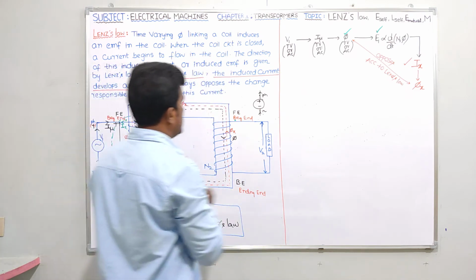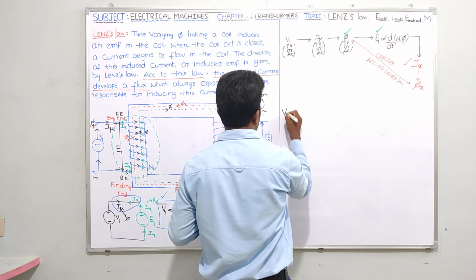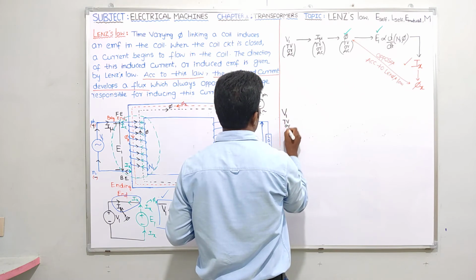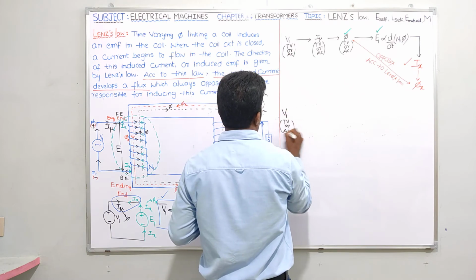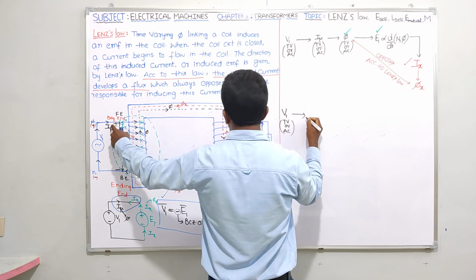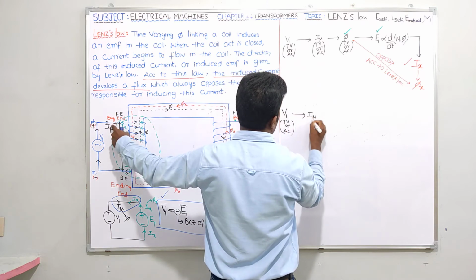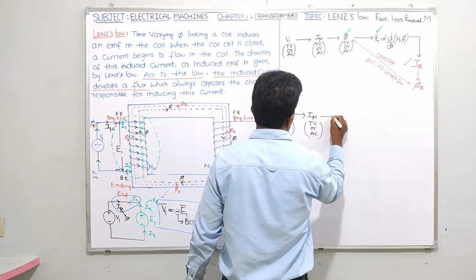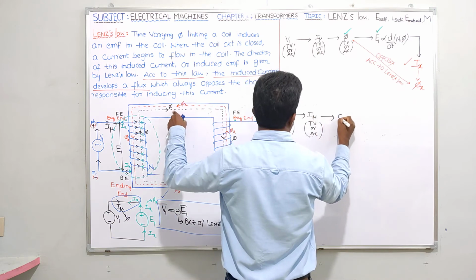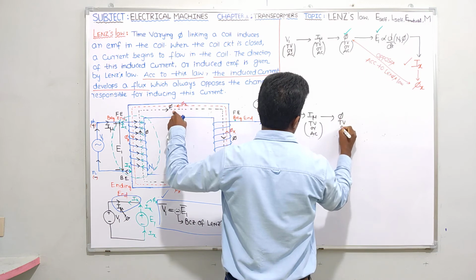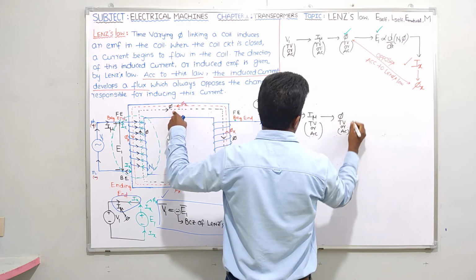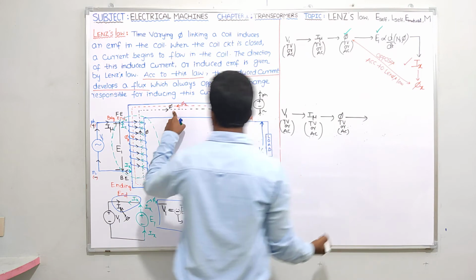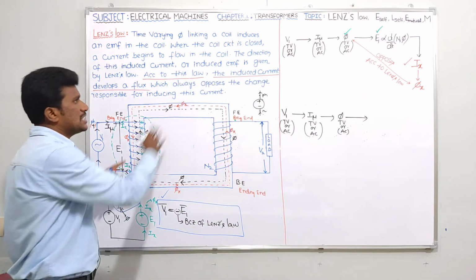Whenever voltage source V1 is connected, this V1 is time variant, or I can say AC. Because of this V1 you'll get I mu, which is also time variant, or AC. Because of this I mu you'll get a core flux phi, which is also time variant, or AC. This phi comes and links with the primary winding, which I already explained.